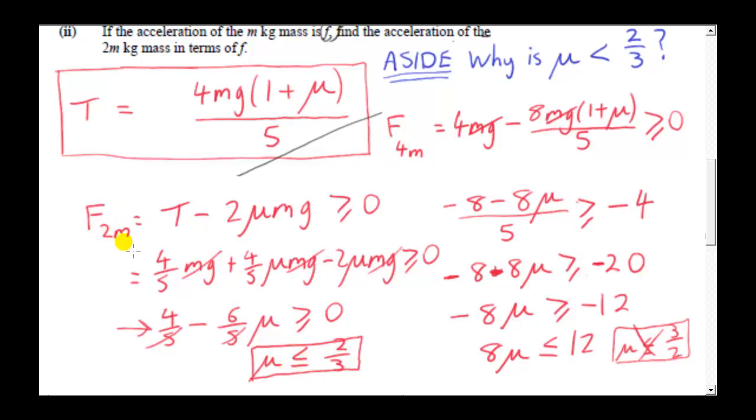So to get a meaningful result for the 2m mass, that is for the 2m mass to move to the left or not move at all, in that case the resultant force is equal to 0, we must have that the coefficient of friction is at most 2/3. If it's greater than 2/3, then the 2m mass actually moves to the right, which is impossible, of course.